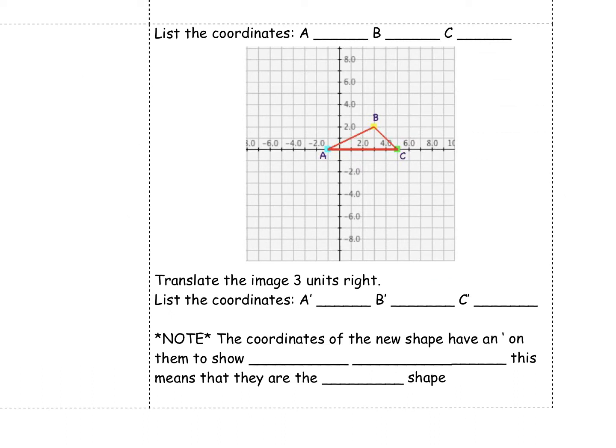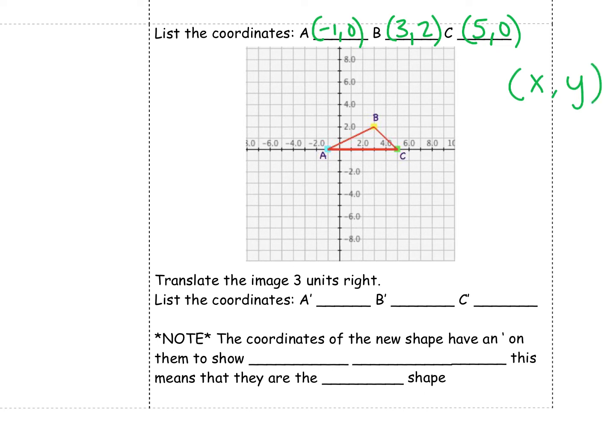So to see this in action, we start with a figure, and we have to figure out what our original coordinates are. So what we need to do is list points A, B, and C. A is at the point -1, 0. B is at the point 3, 2. And C is at the point 5, 0. Remember, when we list an ordered pair, it's always X, Y.